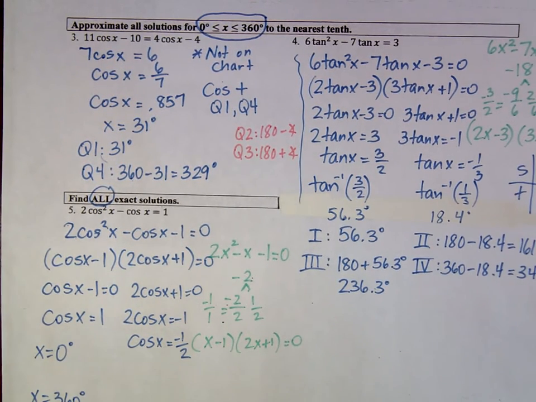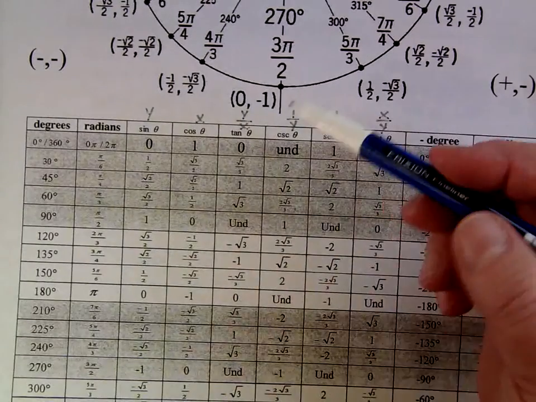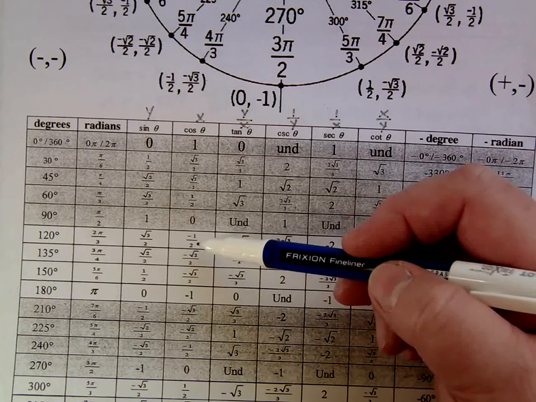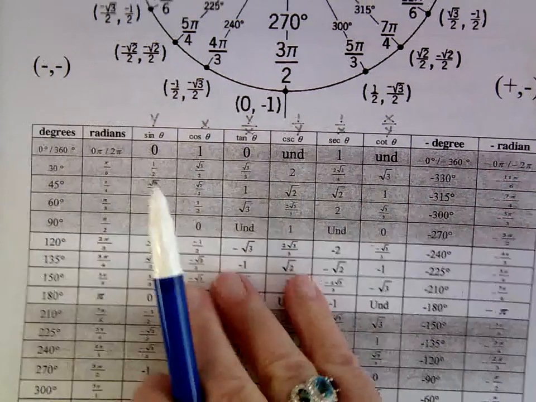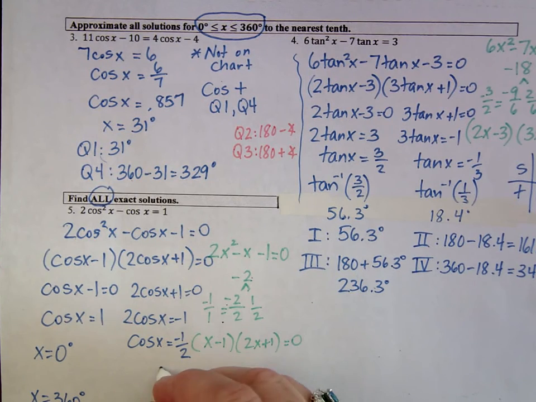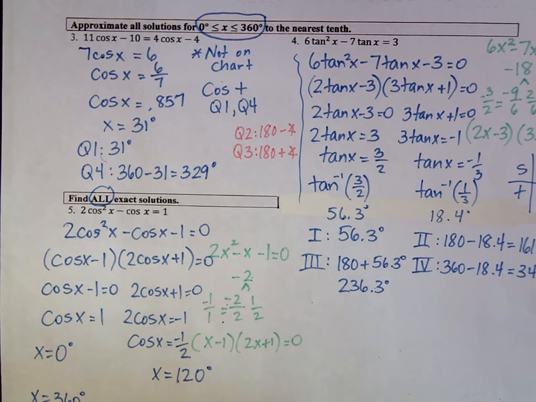Now let me go over and solve the other part, and then we'll talk about how you deal with this all solution thing. Cosine is negative 1/2 at 120 and at 240. So they're the 2 I'm going to put down for this guy. X equals 120 and 240.